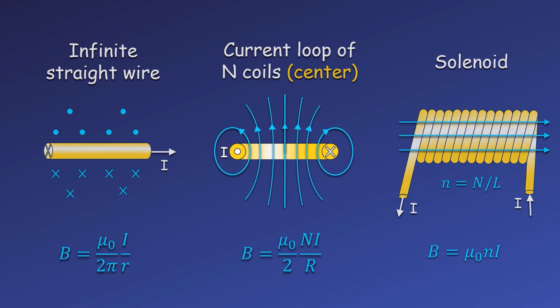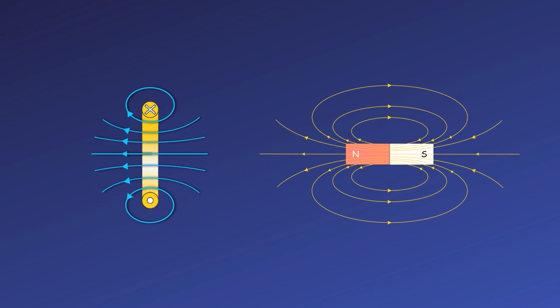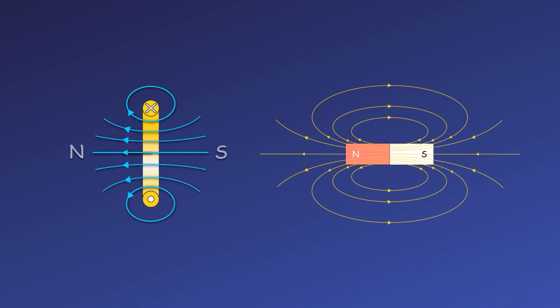Now notice the field of our current loop that we have shown in the middle. Let's compare this to the field we drew earlier for a bar magnet. If we rotate our current loop, we see it has the same shape field as the bar magnet, and therefore behaves like a magnetic dipole. This should be the case after all, since the field of a bar magnet is the result of many smaller current loops.